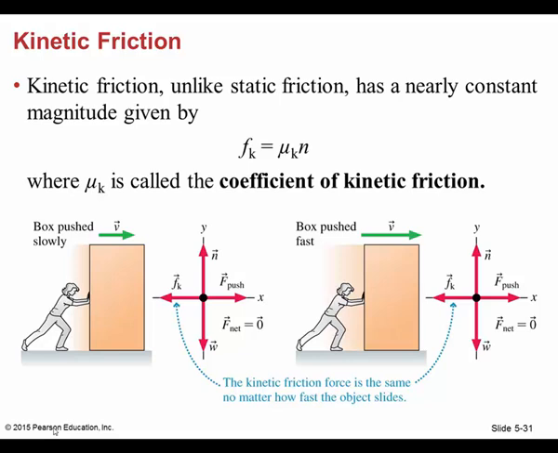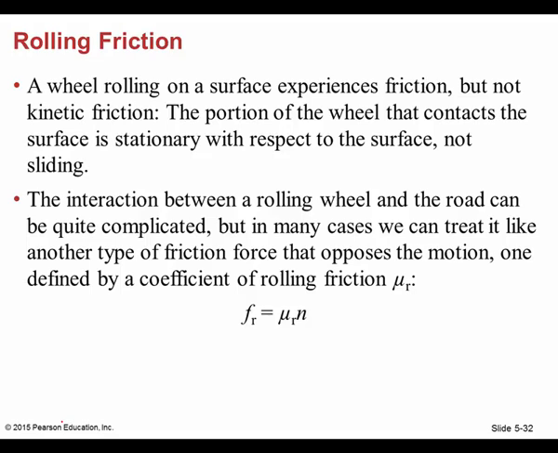Now, what about the coefficient of kinetic friction? Remember, we've already talked about this. This is when an object is in motion, it's moving, it's sliding. When you're sliding the box, the same thing applies. Notice the only thing we do is change it to a K. And then we have rolling friction. Well, it's the same. You just change it to the coefficient for rolling friction, all right?